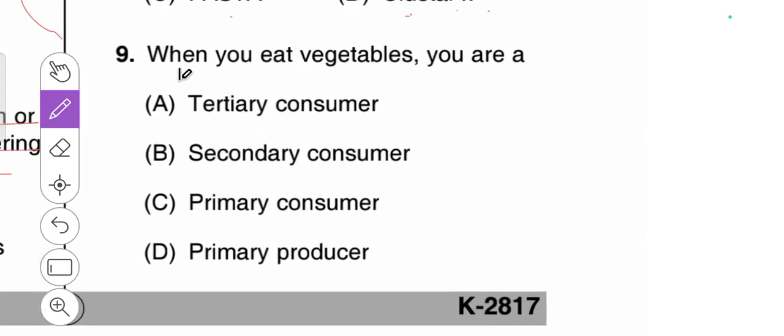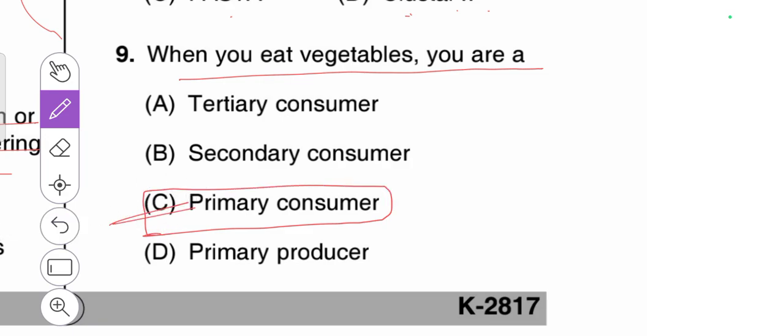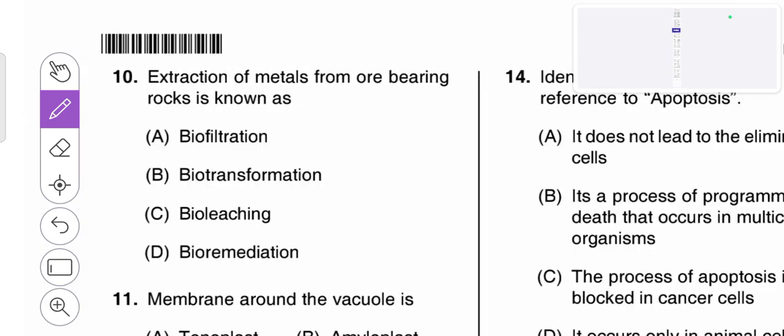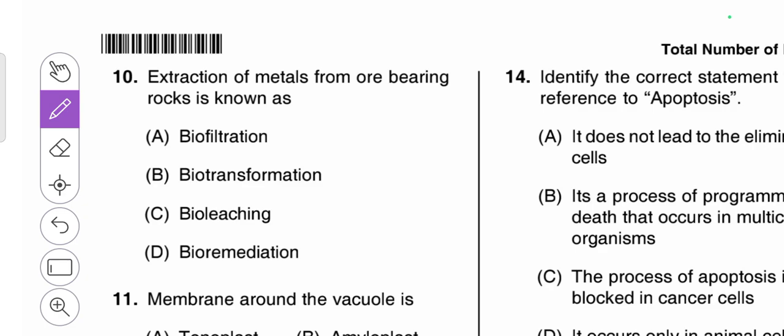The ninth one, when you eat vegetables, you are a primary consumer. Primary consumer. Then next question, the extraction of metals from ore bearing rocks is known as. So this process of extracting metal ions, or the metals from the ore, is called as what? Bioleaching.